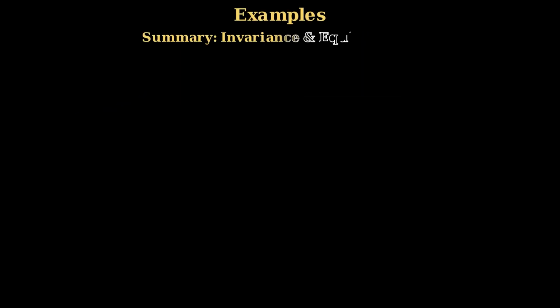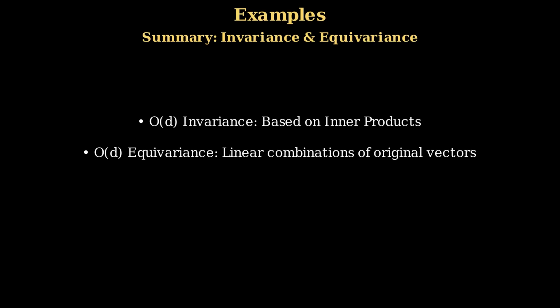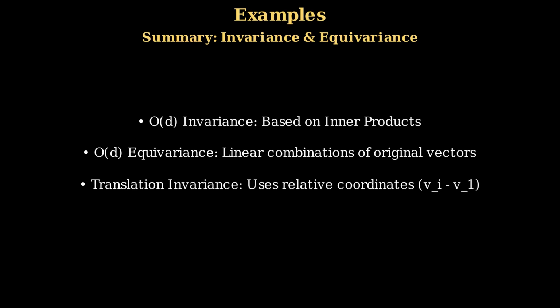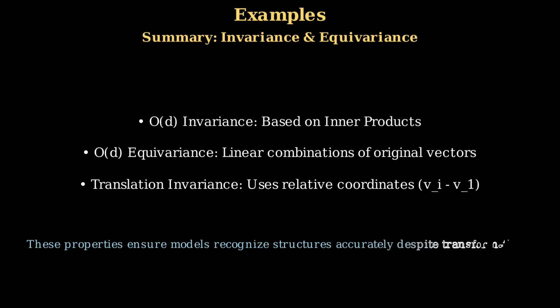To summarize these fundamental principles. Orthogonal invariance is built using inner products. Orthogonal equivariance is achieved via linear combinations of the original vectors. And translation invariance uses relative coordinates. These mathematical constraints guarantee that our geometric models can reliably recognize structures, no matter how the data is transformed in space.